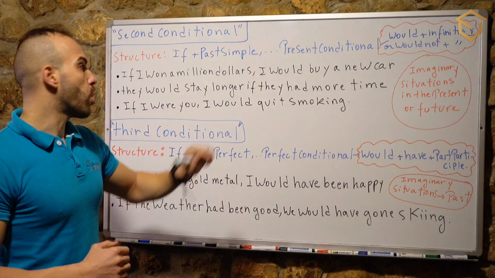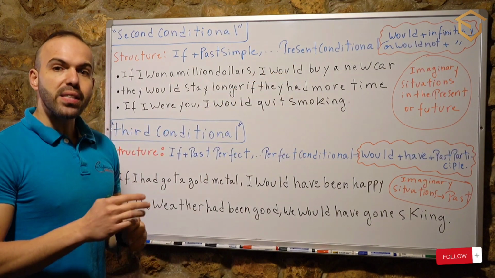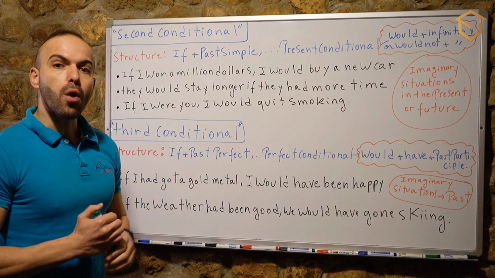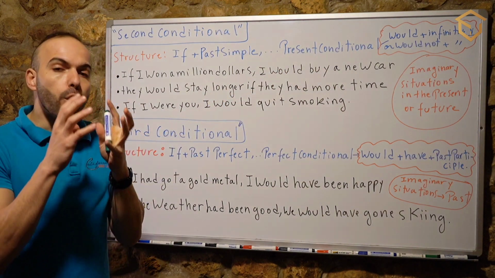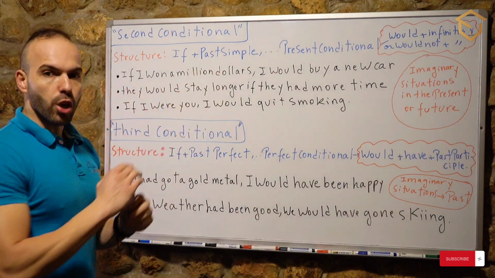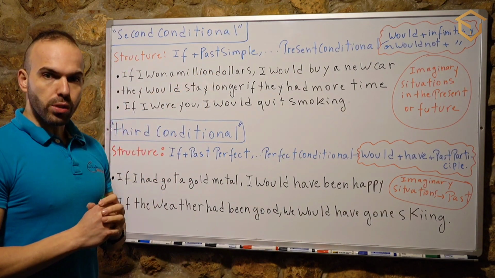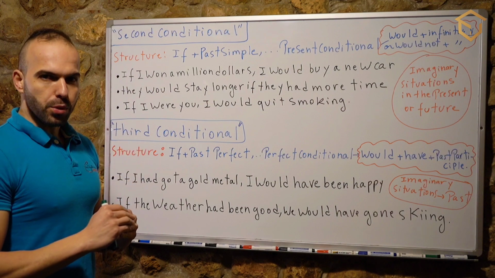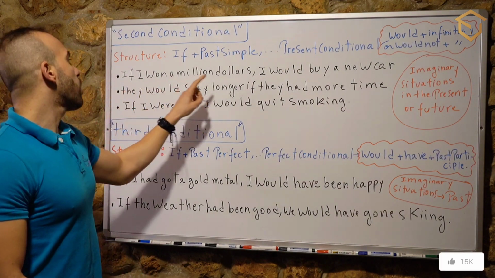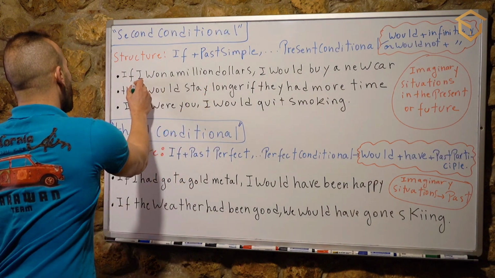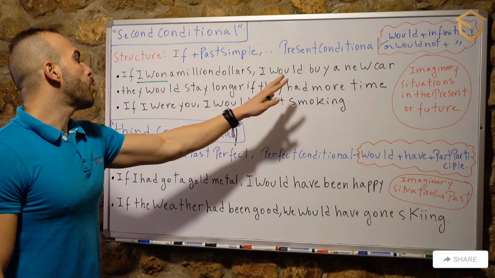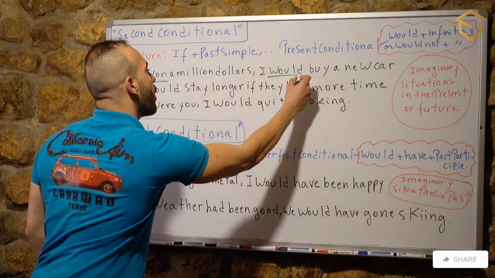Have you ever heard of the present conditional? That's where we use would plus the infinitive form of verb. That means the original form of verb. Okay, so that's the structure of second conditionals. Now let's move to the examples. The first one, if I won $1 million, so that's the past simple, if I won $1 million, I would buy a new car.